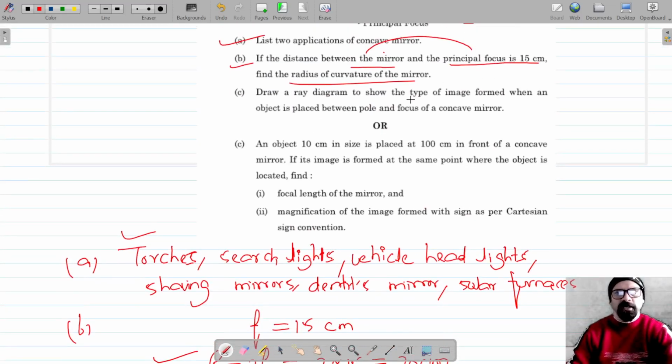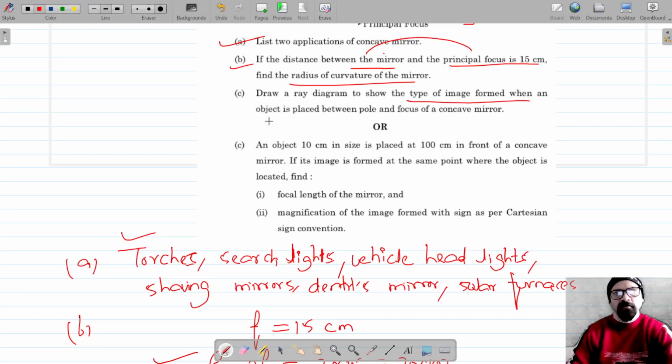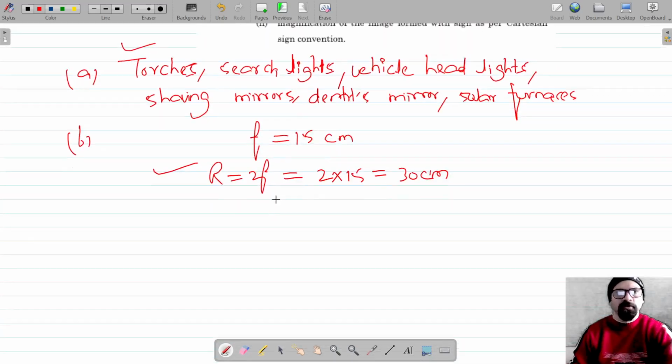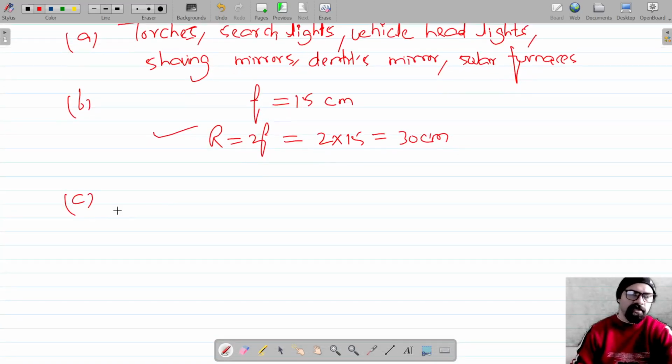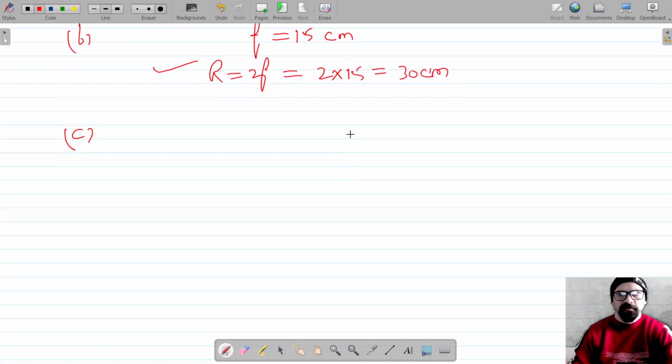And we have to draw a ray diagram to show the type of image formed when the object is placed between the pole and focus of a concave mirror. So let's draw a ray diagram. Let this be a concave mirror. Let me draw it once again. Let this be the pole of the concave mirror. This is the non-reflecting surface, and the reflecting surface is curved inwards.